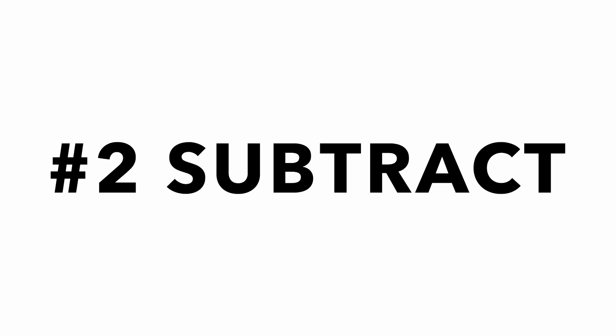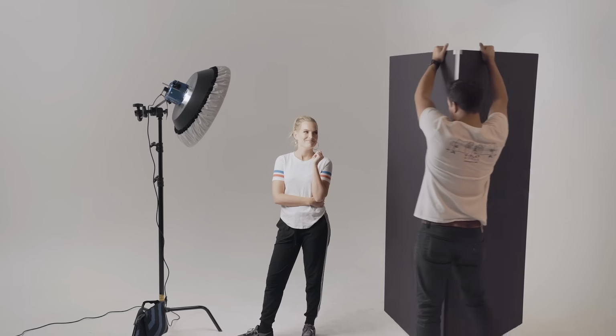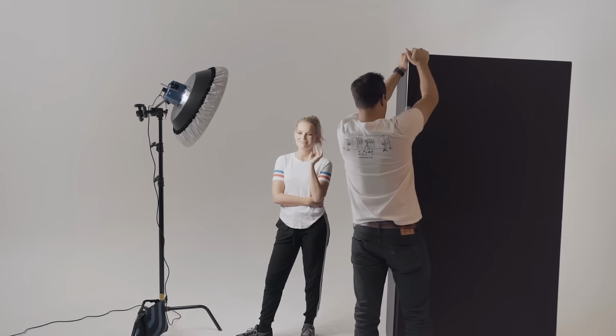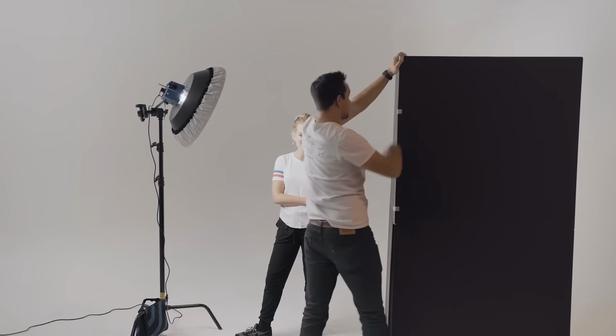If you want to add even more contrast, you can use the black side of the vflat and subtract the light. You may have heard terms like reverse fill or negative fill, and that just means that by using the black side of the vflat, the light isn't able to bounce back onto your subject. This is definitely a less common use of a vflat, but it really comes in handy when you want to have even more control over the light in your image.